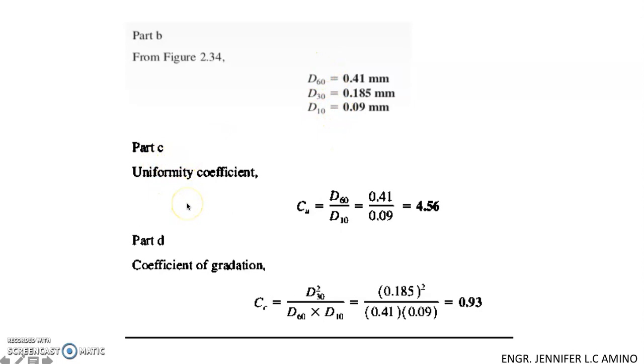After you have identified the diameter of the various percent finer, move on now to one parameter, which is the uniformity coefficient. The formula is D60 over D10. You simply have to substitute the values. So that is 0.41 over 0.09, which gives us 4.56.